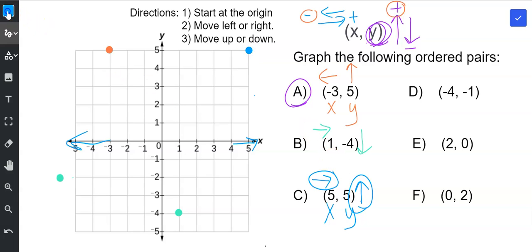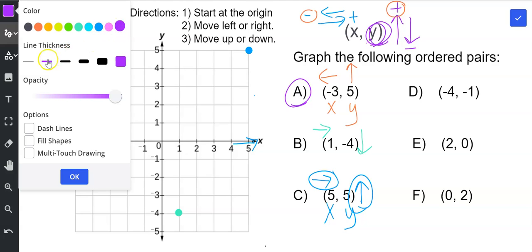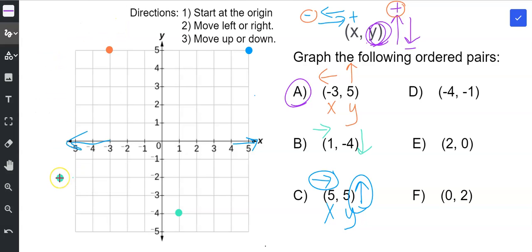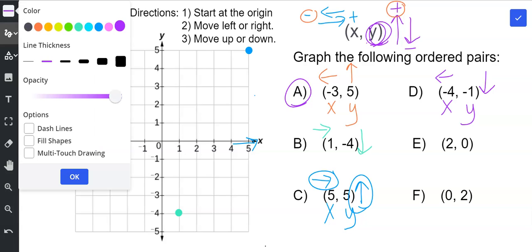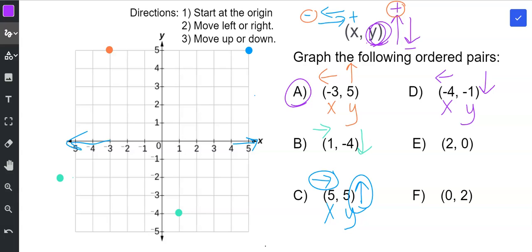All right, the next example. So I'll change the color, change my thickness, and draw my arrows. So -4 is the X value, and I'm going to be moving to the left since it's a negative. -1 is the Y value, and this means that I'm moving down because it's a -1. So I'll change the thickness, and then I start at the origin, and I'm going to move to the left 1, 2, 3, 4, and then I move downwards 1, and I mark my point.